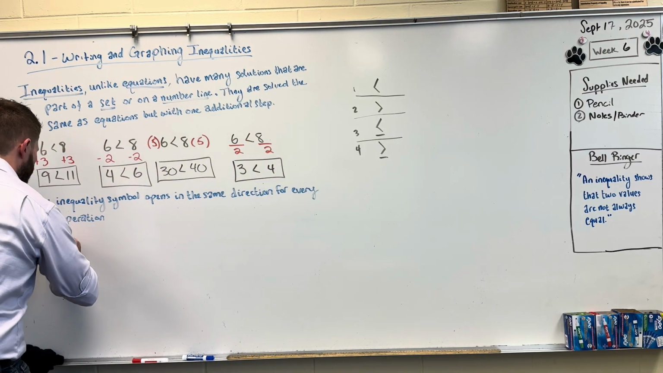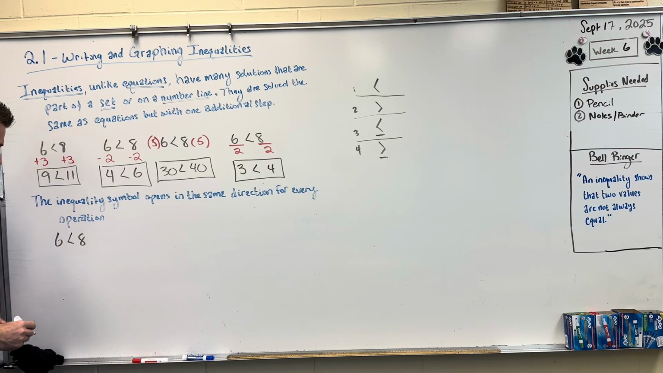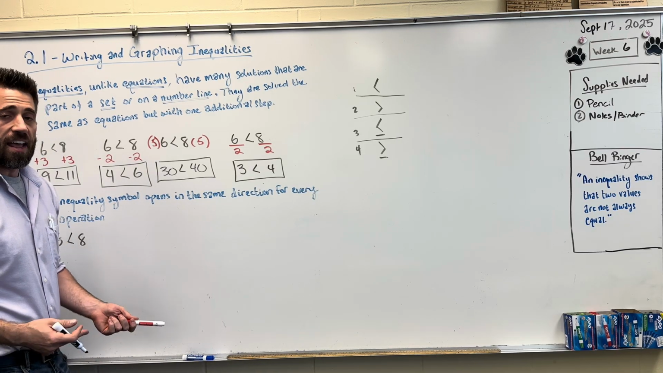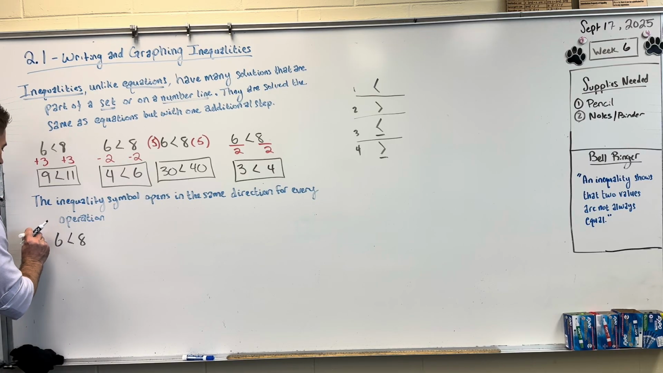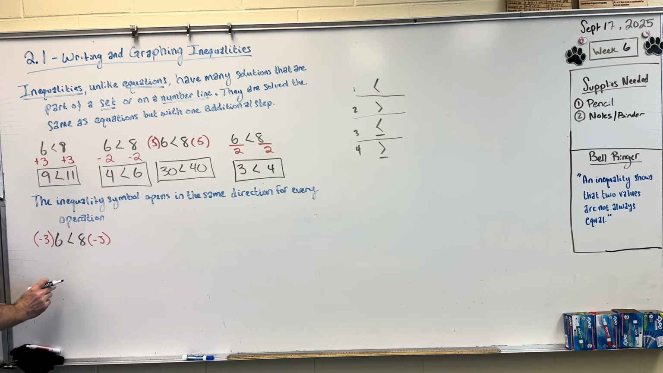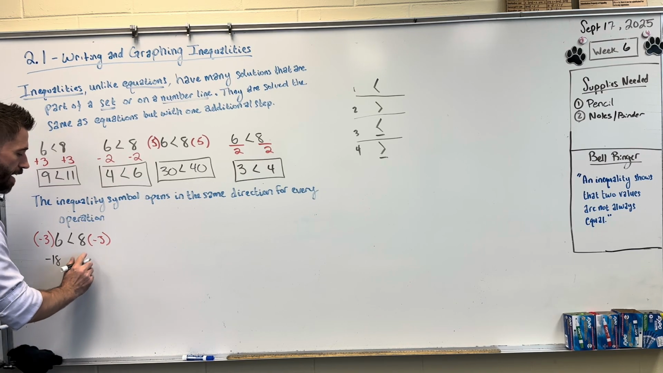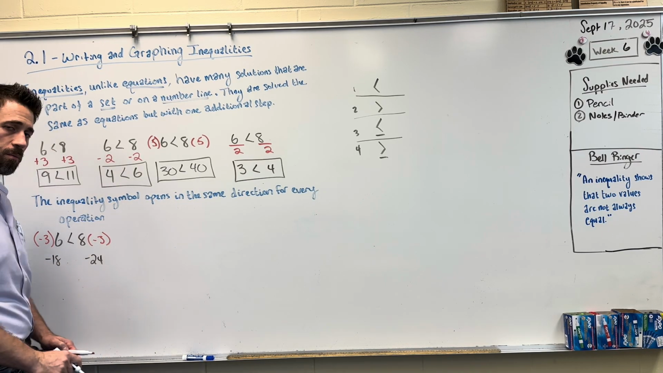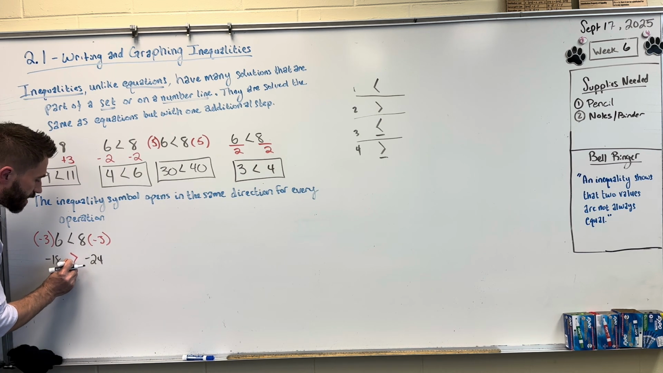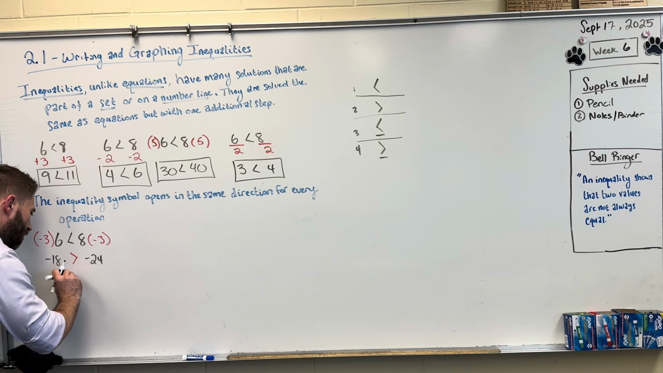So let's take the 6 and the 8. 8 is still greater than 6. Let's try something. Let's multiply by, let's say, a -3. So if I multiply by a -3, okay, that 6 turns into a -18 and that 8 turns into a negative 24. Which one's greater? Ooh, the 18 is now greater. What we noticed is that the sign flipped.